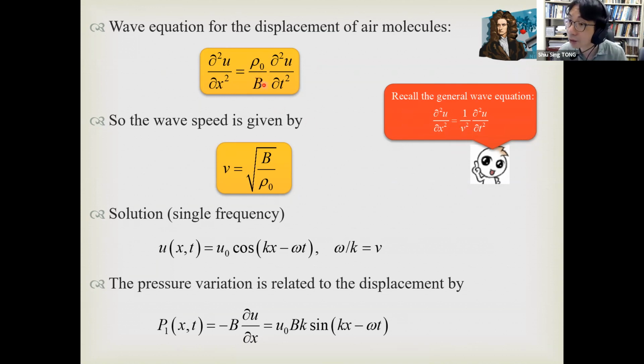Now we have another constant that involves the bulk modulus and the equilibrium density. So if I write this equation like this, I can identify the velocity. That is the velocity of the sound wave. The velocity of a sound wave is given by v squared equals B over rho naught, so v is just the square root of B over rho naught. It is the square root of the bulk modulus divided by the equilibrium density.